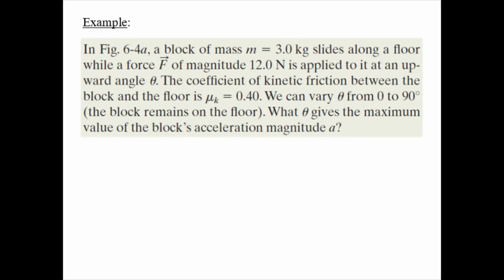Now here's an interesting problem from your book. We're going to go through it. It says a block of mass m equal to 3 kilograms slides along a floor while a force F of magnitude 12 newtons is applied to it at an upward angle theta. The coefficient of kinetic friction between the block and the floor is mu sub k equals 0.4, and we can vary the angle of the applied force anywhere from 0 to 90 degrees, assuming the block remains in contact with the floor.